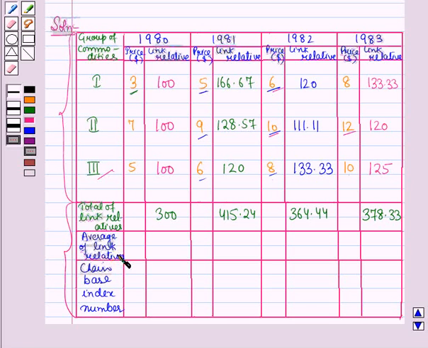Now we will find the average of the link relatives. Average is equal to the sum of observations over the number of observations. So here the sum of observations is 300 and the number of observations is 3. So the average of the link relatives for the year 1980 is 100. Then for the year 1981, the average is 415.24 over 3, which is 138.41. Then for the year 1982, the average is 121.48. Then for the year 1983, the average of the link relatives is 126.11.